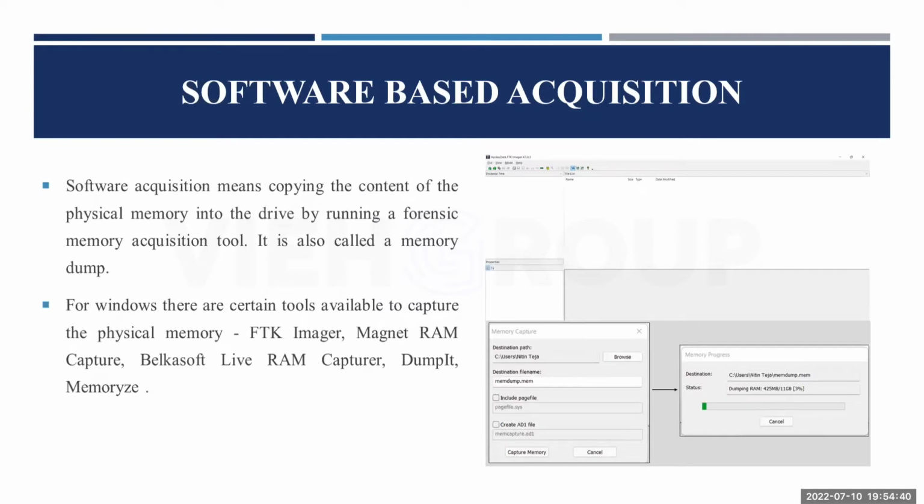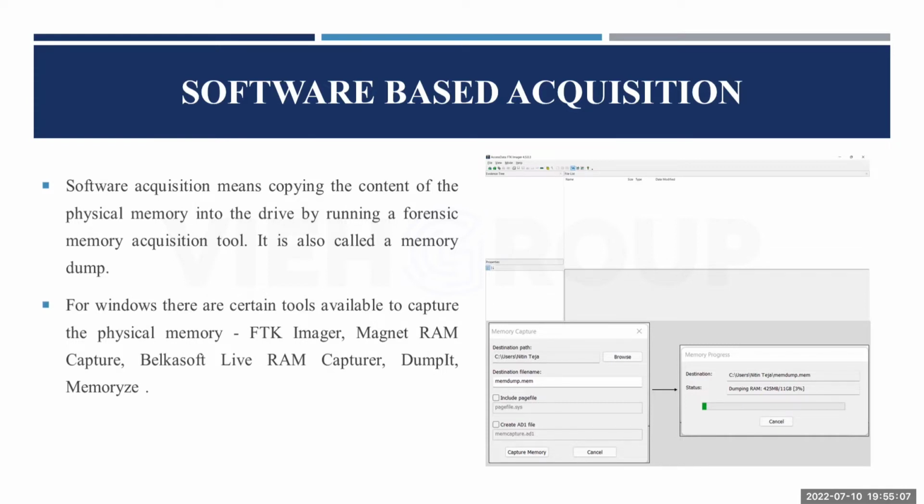And next is software-based acquisition. The software-based acquisition method mainly copies the content of the physical memory into a drive using memory acquisition tools like FTK Imager, Magnet RAM Capture, Belkasoft. These are all the tools used in Windows to capture memory. It is also called a memory dump.